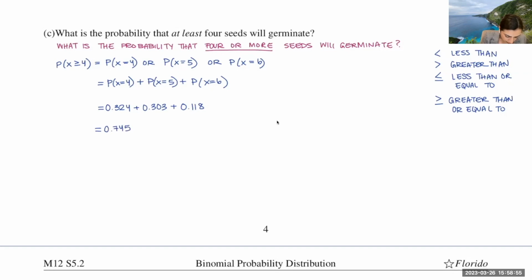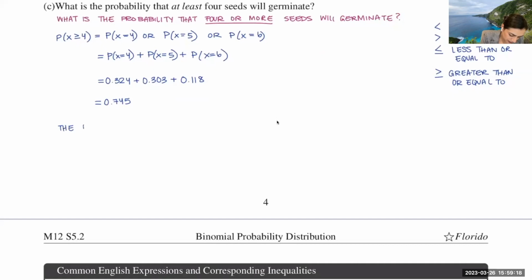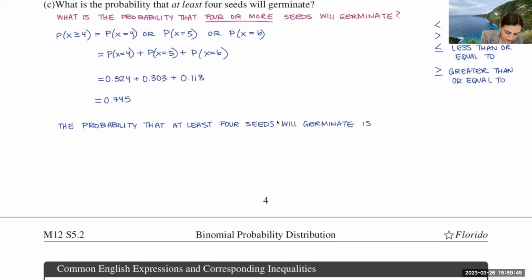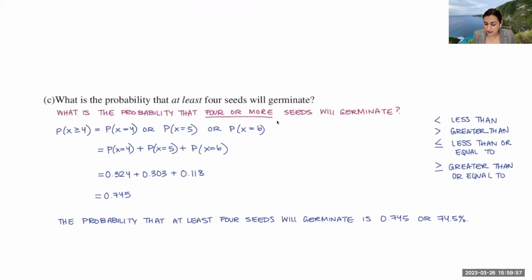0.745. And if you don't, please let me know at some point and make a note and talk to me in office hours or in class. All right, so let's go ahead and write that down. The probability that at least 4 seeds will germinate is 0.745 or 74.5%.